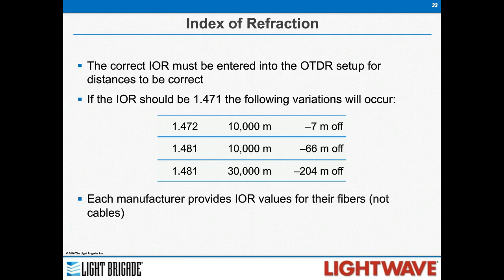That may or may not be the end of the world for what you're testing, but if you look at these numbers, it doesn't take much to have the length be off. In the example here, 1.471, if that's what the index of refraction should be, and you're off by 1/1000th, you'll be off 7 meters in a 10-kilometer span. That's not so bad. If you're looking for a splice and you get within 7 meters of it, you can probably find where that is. In the case of the second line where you're off by 1/100th, which still isn't a big number, you can be 66 meters off in a 10-kilometer length. Now it's a little bit harder to pinpoint a problem, and so on. So it's an important value to know and to keep with you and to use for your OTDR setup.